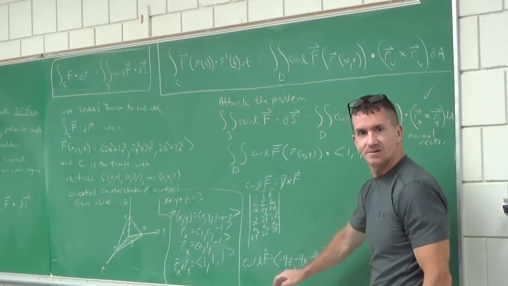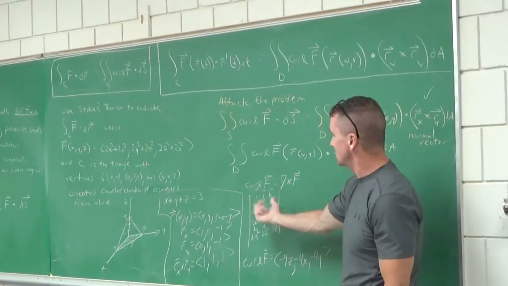Everyone see how I did this? Sorry I had to squeeze everything in there. I just want to make sure. I'm like, that was a lot. I got it all in there. We've got the curl of the vector field F.